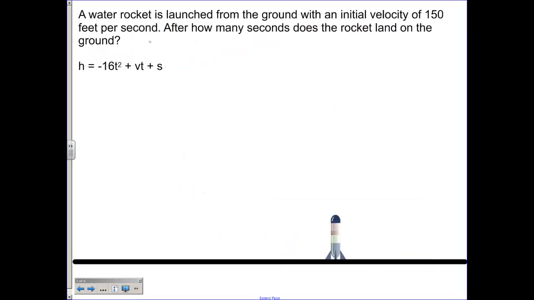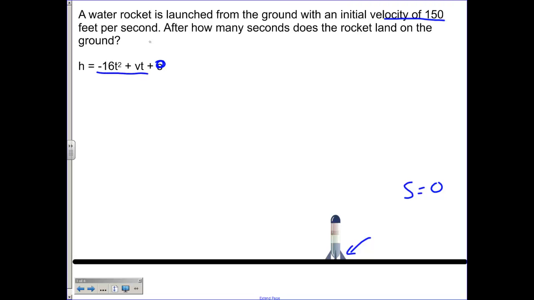For this example, we've got a water rocket that is launched from the ground with an initial velocity of 150 feet per second. And what we want to know is after how many seconds does the rocket land on the ground. So we want to know the total flight time. We are going to assume it's launching from the ground, so our S value is going to equal 0. So there's really no S value in this problem.